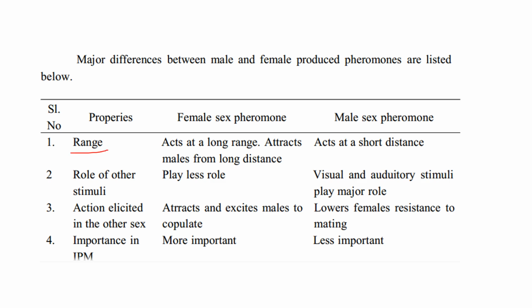Range: females act over a long range and attract males from longer distances, whereas males act over short distances. The role of other stimuli is less for females, whereas visual and auditory stimuli play a major role for males. Action elicited in the other sex: female pheromones attract and excite males to copulate, whereas male pheromones reduce resistance to mating in females who are not willing. Can you understand this? They impress and attract the females and lower the female resistance to having sex with the males. So this is how it actually acts.